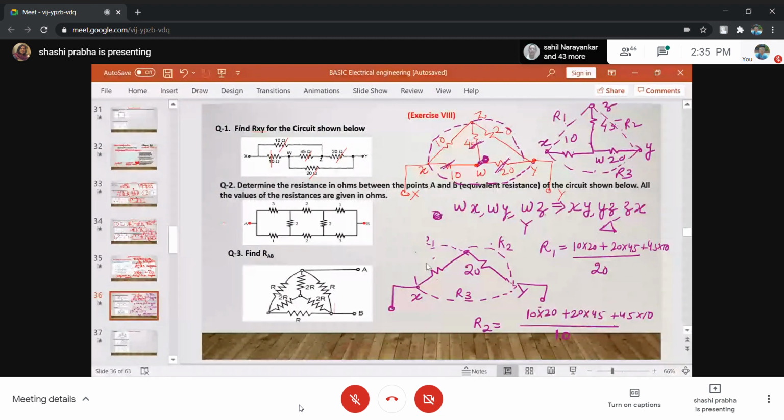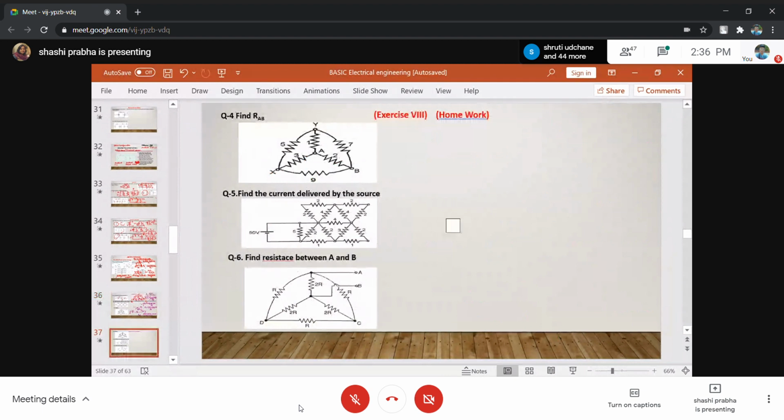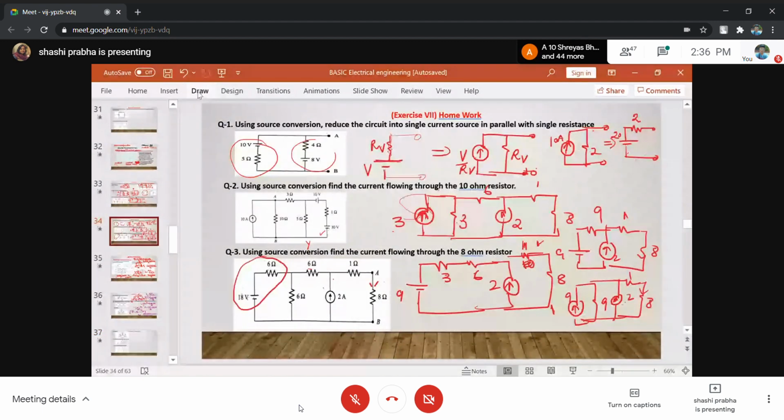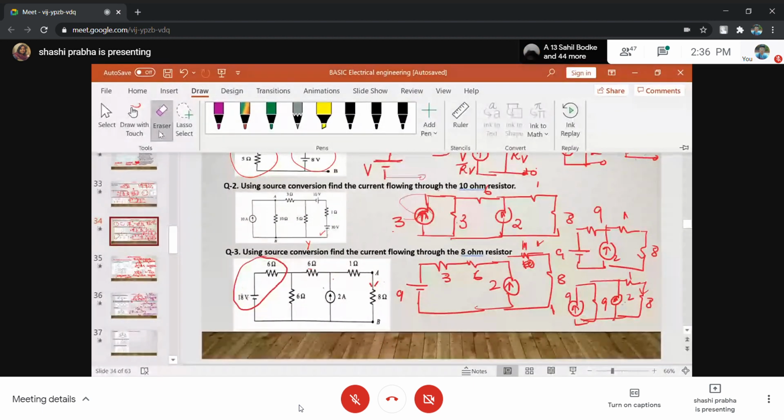Let us try the second numerical. Try the second one. Look at the second one.